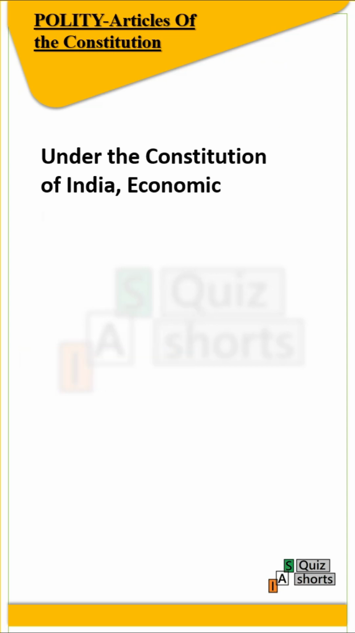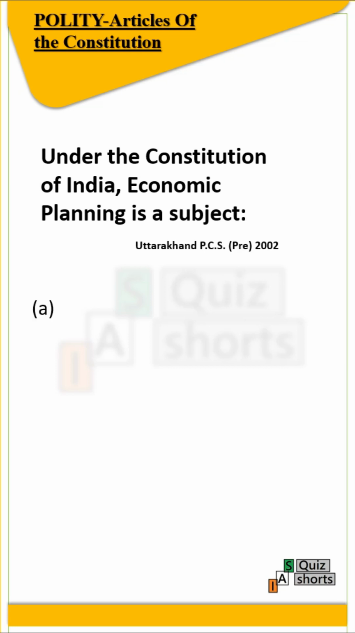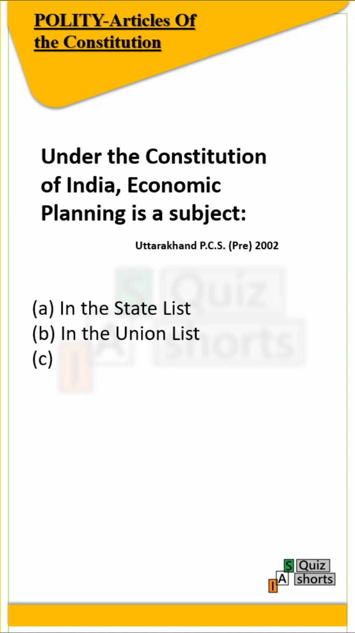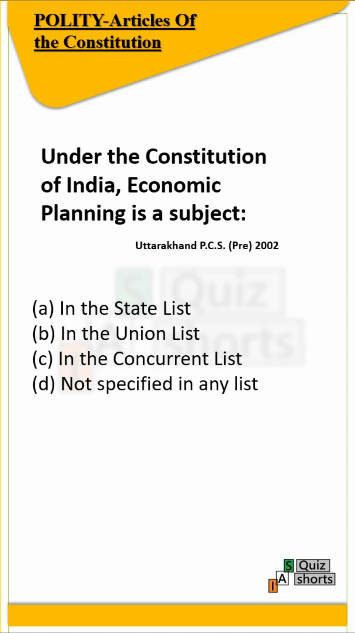Under the Constitution of India, economic planning is a subject in the state list, in the union list, in the concurrent list, not specified in any list. Answer is C, in the concurrent list.